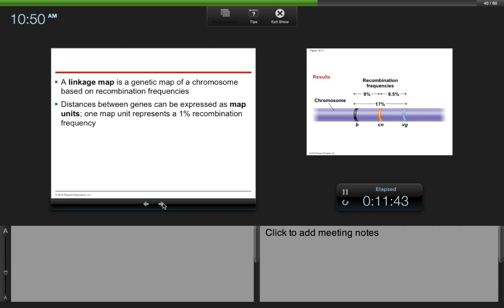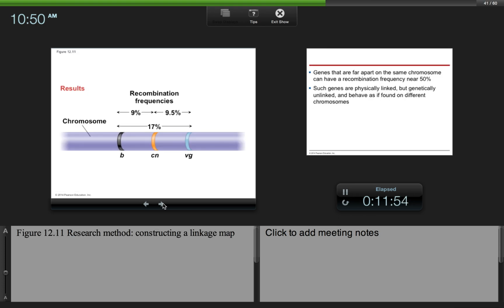A linkage map is a genetic map of a chromosome based on recombination frequencies. Distances between genes can be expressed as map units. One map unit represents a 1% recombination frequency. Okay, so this is one such linkage map, so you can see that the recombination frequency between these two genes is 9%, the recombination frequency between these two is 9.5%, and the recombination frequency is 17% between these two, because these two are further apart than these two are, or these two. So the further apart they are on the same chromosome, the higher the recombination frequency.